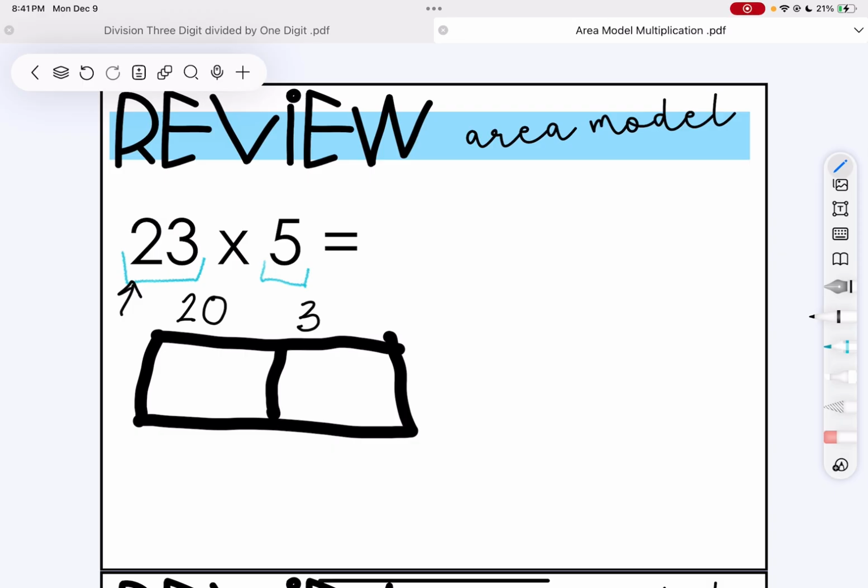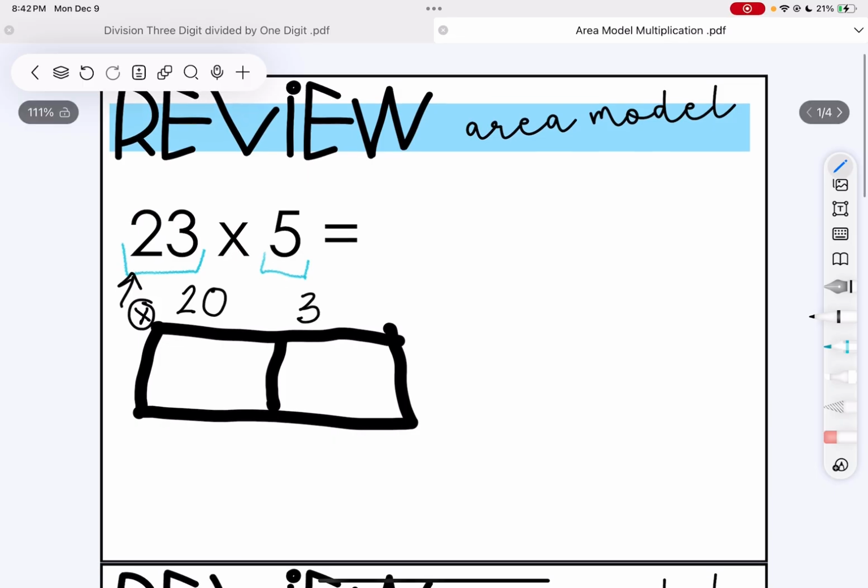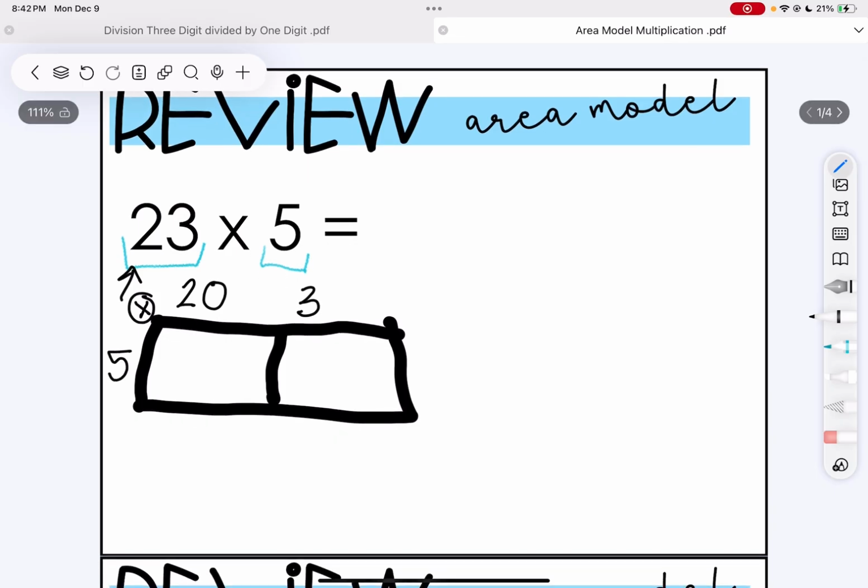I always told the kids that right here on the edge of the area model is a little tiny invisible multiplication symbol, just to remind them that we multiply the numbers on the outside. So what are we multiplying 23 by? We're multiplying 23 by 5. Now that we have our problem set up using the area model, we have to find the partial products that go inside the boxes.